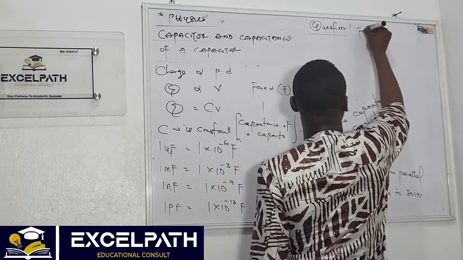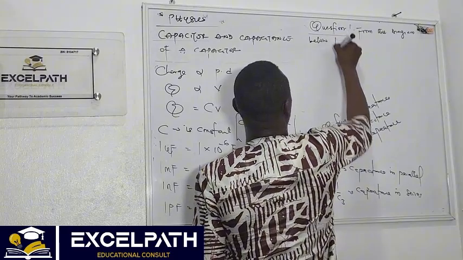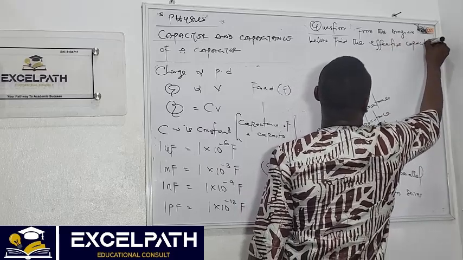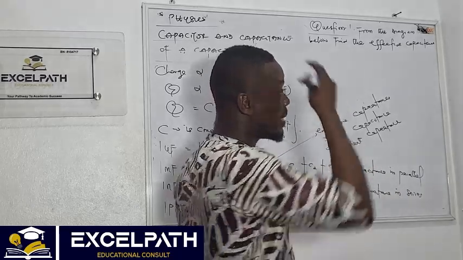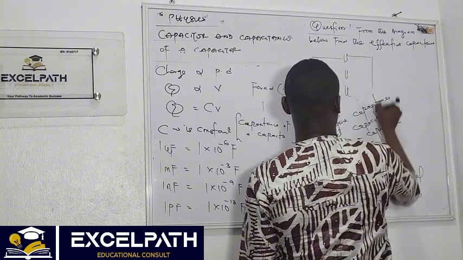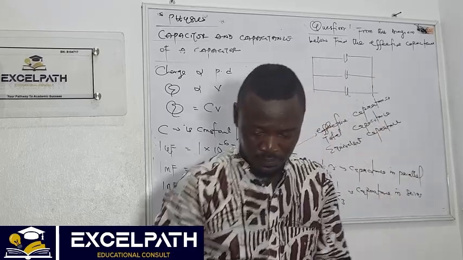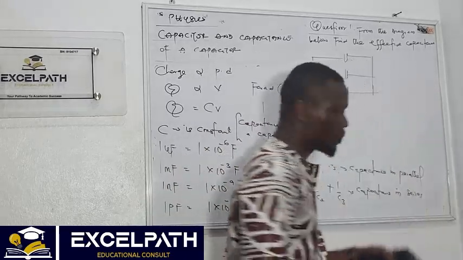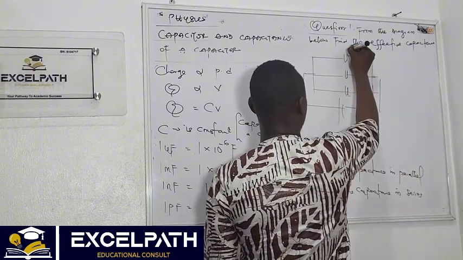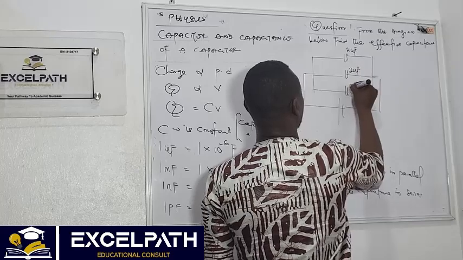From the diagram below, find the effective capacitance. From the diagram below, find the word effective capacitance. So if I'm having something like this, now we are given here 2 microfarad, 2 microfarad, 2 microfarad, and 2 microfarad.